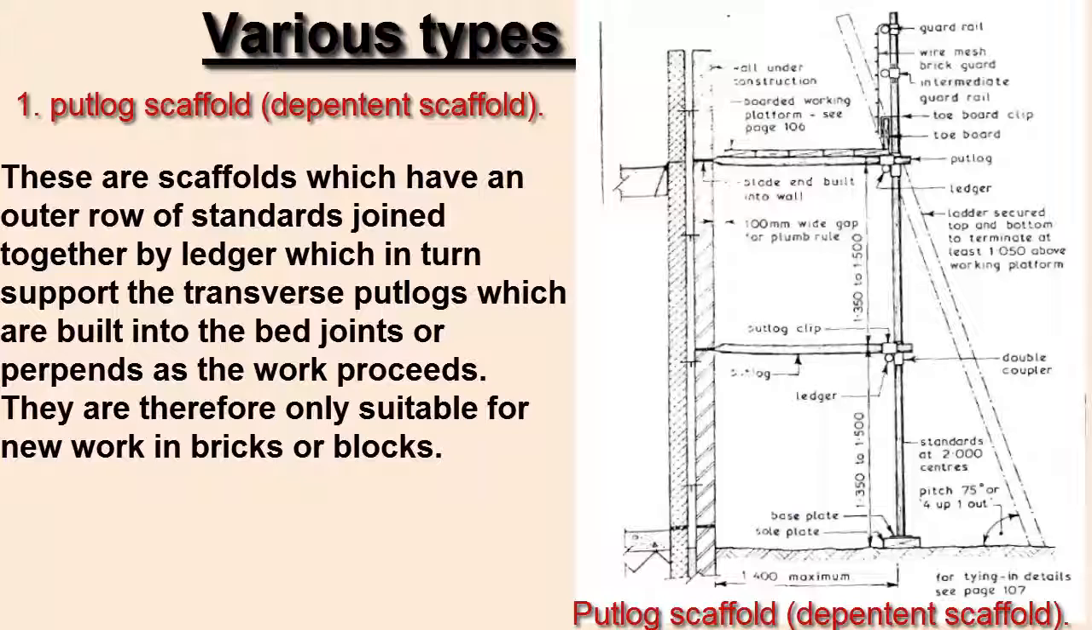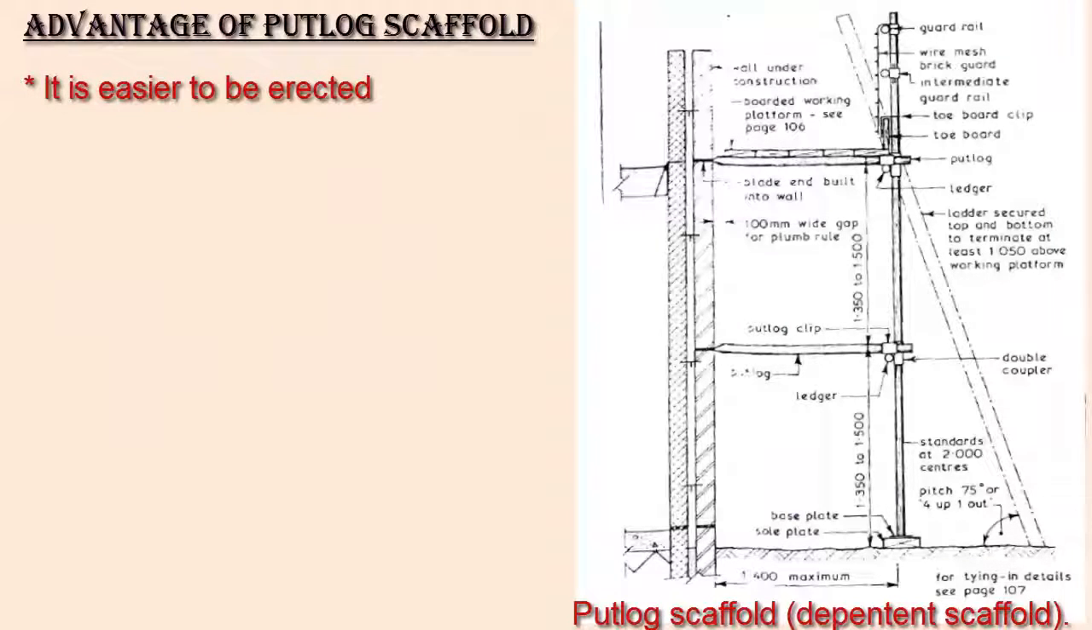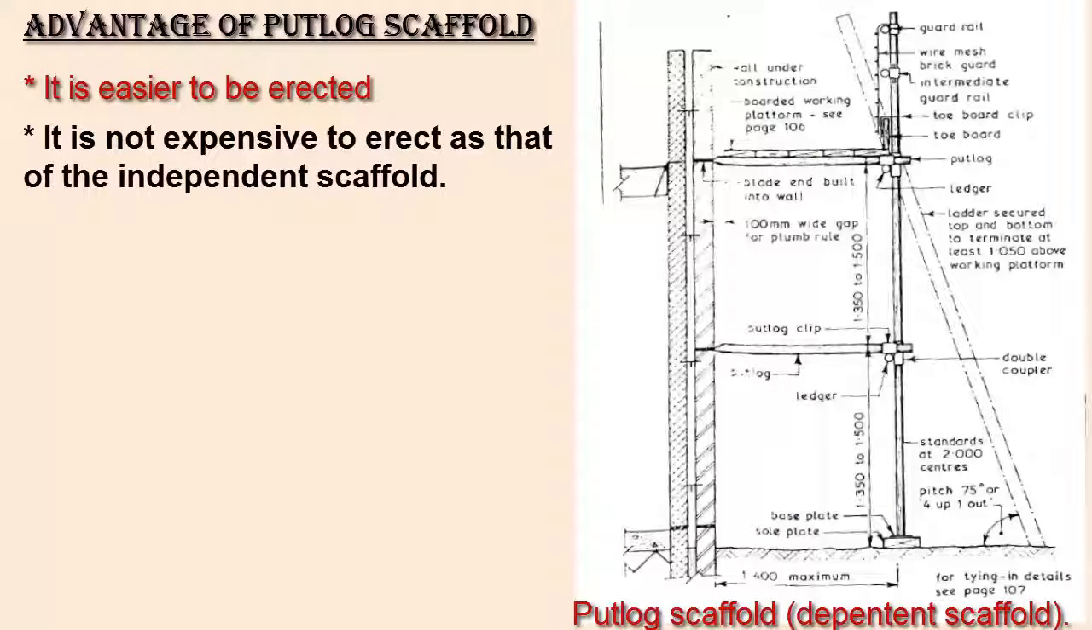The ones we are seeing here are commonly used where we have a simple construction work. It doesn't require heavy loading, and that is why we can use dependent scaffolding. The dependent scaffolding has advantages. It is easier to be erected. It is not as expensive as the independent scaffolding.